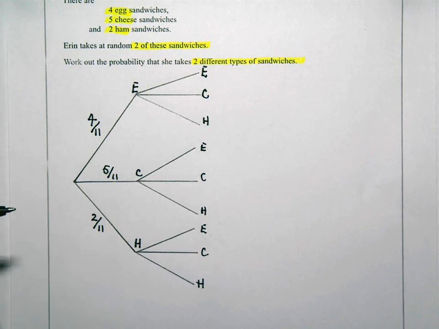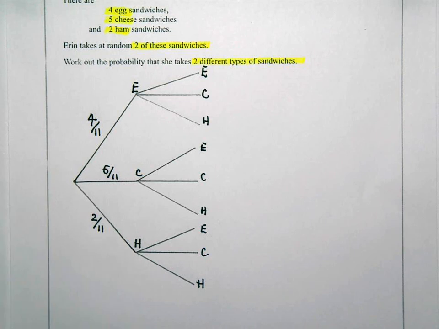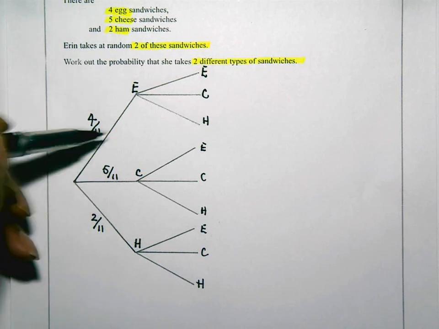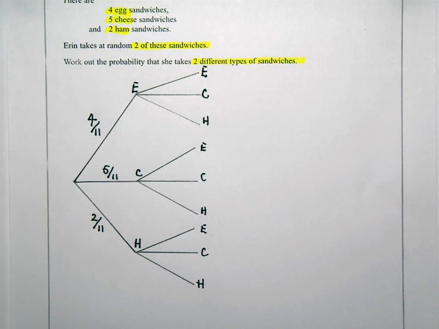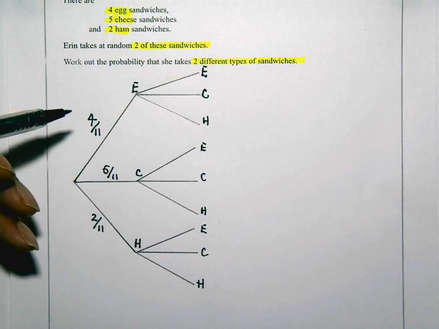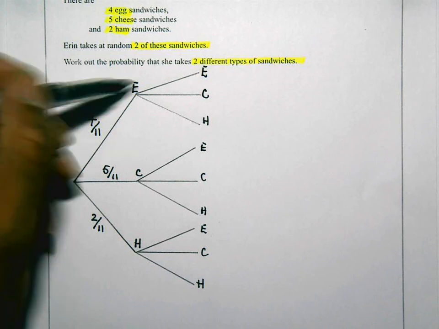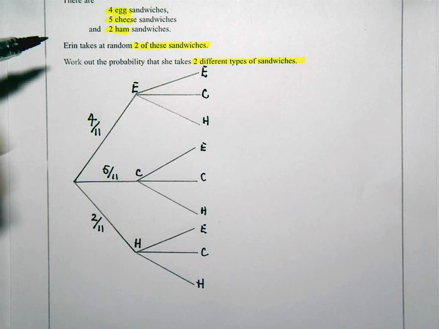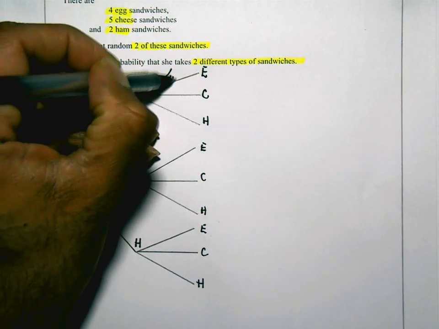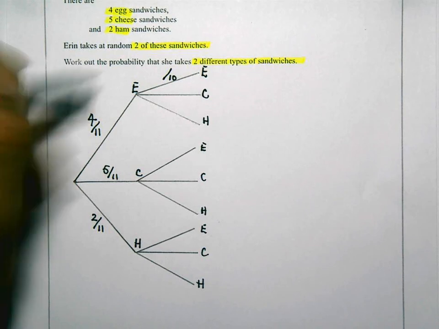Now, I need to put in probabilities onto these second sets of branches, but you need to be aware that whatever she picks first, after she makes the first pick, you're going to have 1 less sandwich on the shelf. There'll be 10 sandwiches left on the shelf. In this first case, if she picks an egg sandwich first, what's the probability she'll pick an egg sandwich the second time? Well, it's going to be out of 10. But if she picked an egg sandwich first time round, there'll only be 3 left on the shelf, so it'll be 3 out of 10.